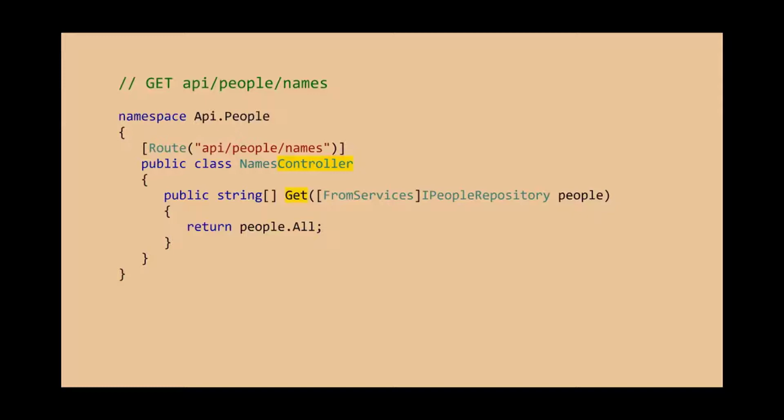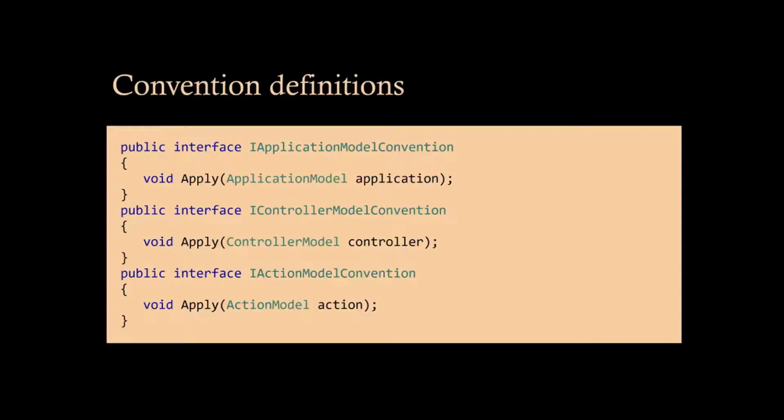Instead of injecting it in the constructor, you can define from services as a parameter, and a dependency injection container will hand it to you in line. So why would you want to do this? Because why have it on constructor level if it's only going to be used in one place? So use this method.